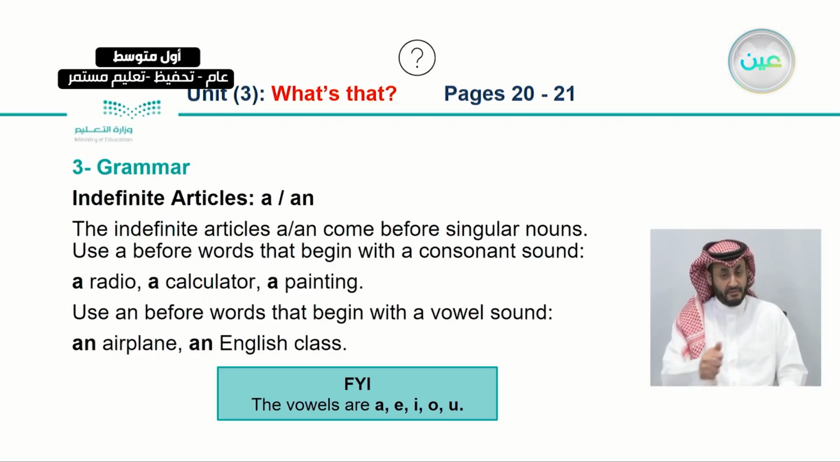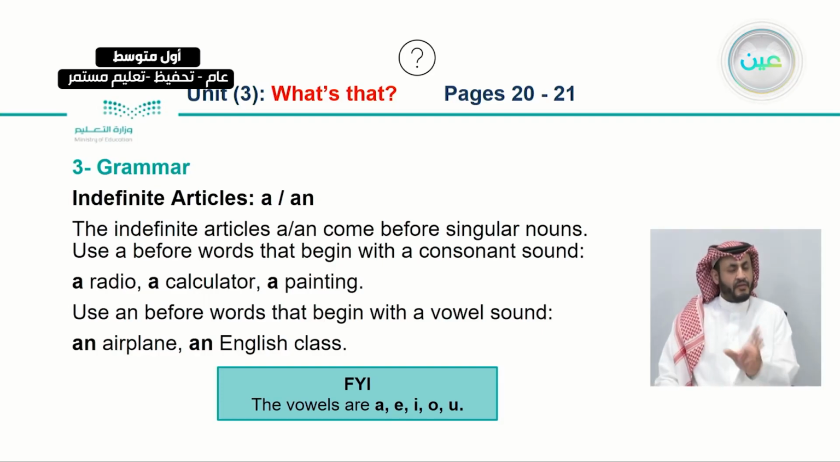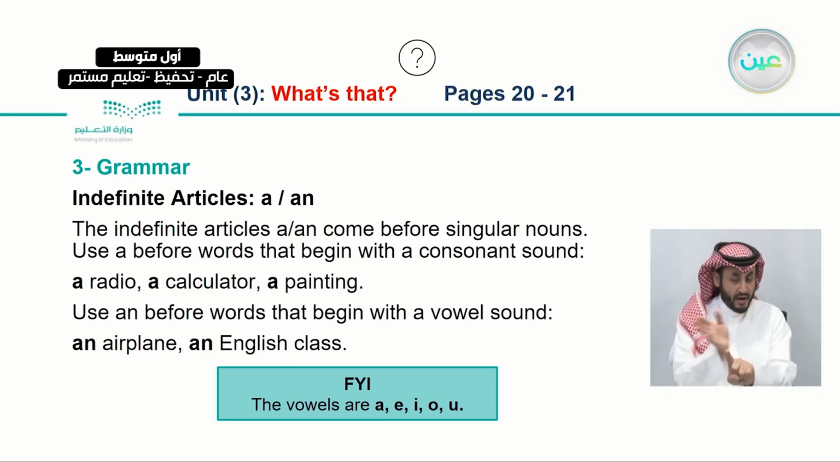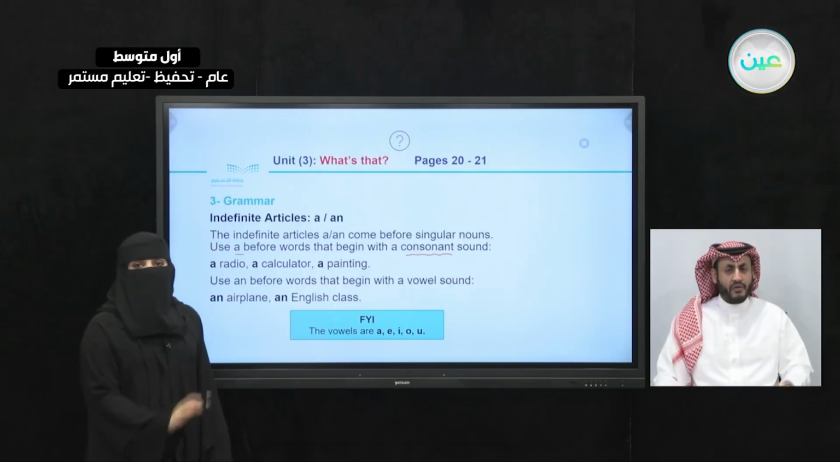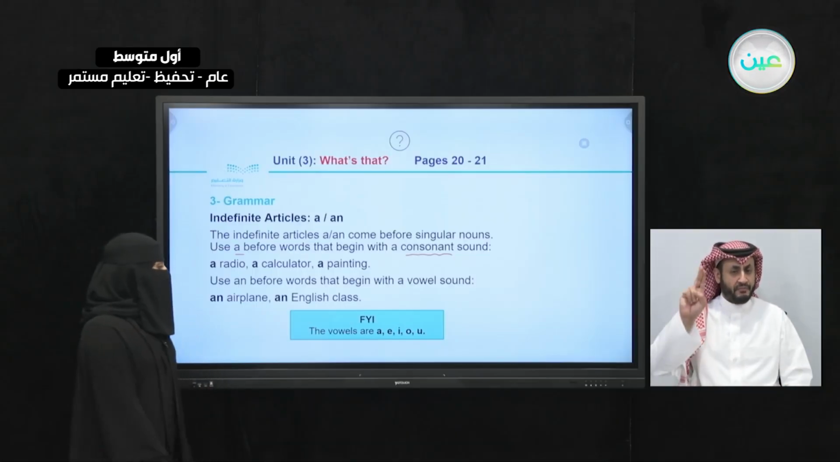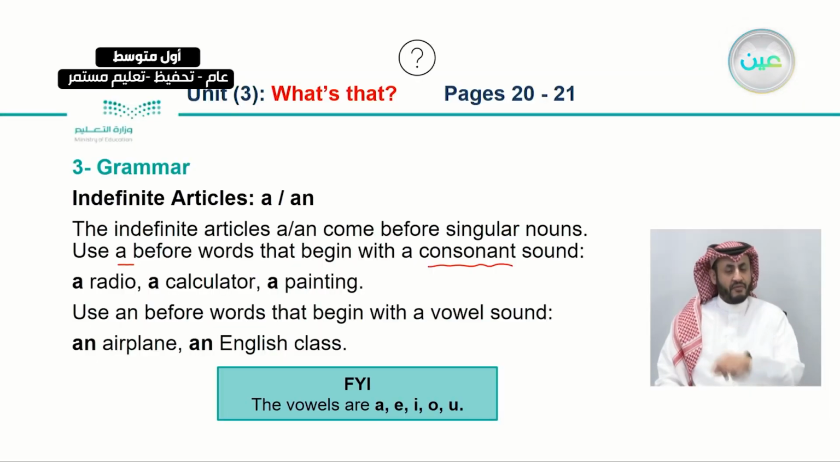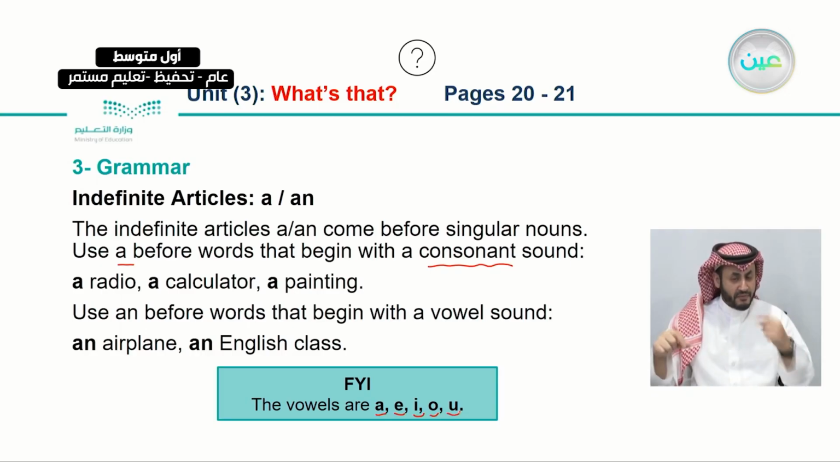Indefinite articles such as a, an. The indefinite articles a, an come before singular nouns. Use a for words that begin with a consonant sound. What's the consonant sound? Almost all the alphabet except the 5 vowels, which are right here, A, E, I, O, and U.